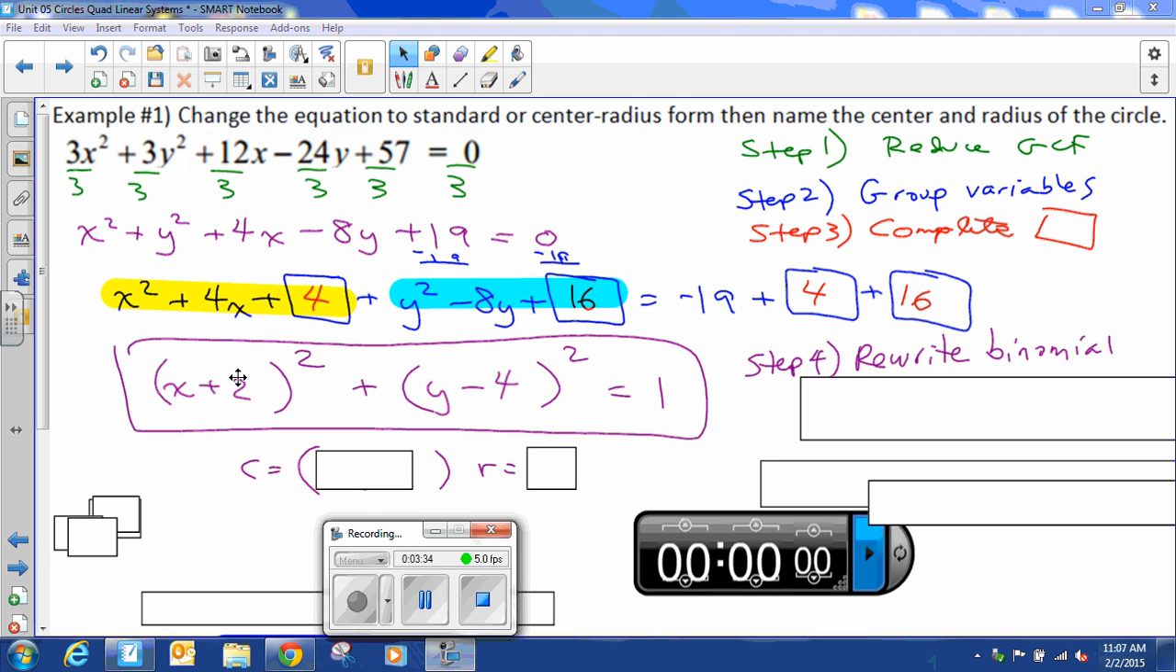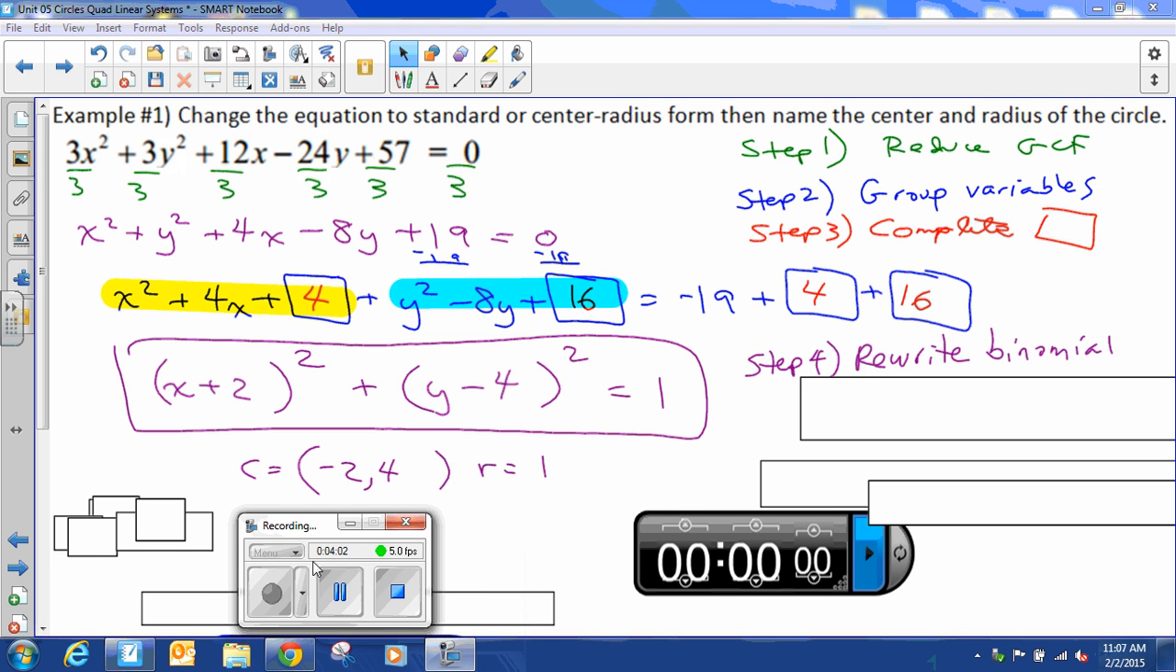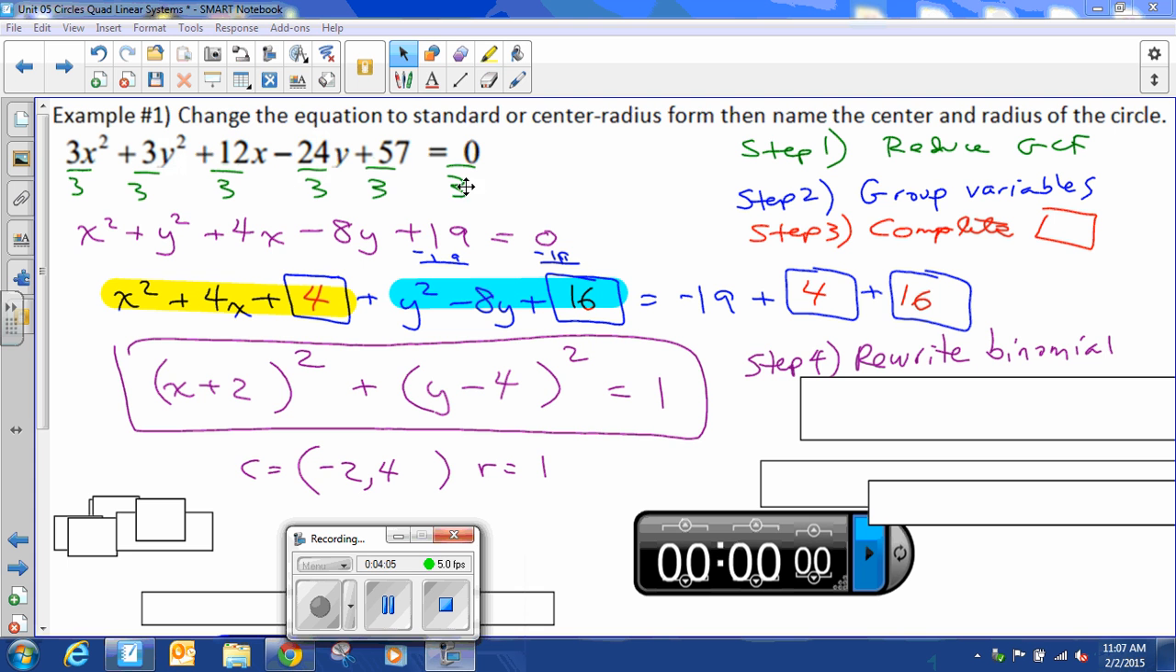So, I hope you recognize this equation because this is center radius form. The center of this circle is located at negative 2, 4, and the radius, now remember that this number here represents r squared. So the square root of 1 is 1. The radius is 1. And there you have it, ladies and gentlemen. We have converted the general form equation to the center radius form equation of a circle, so we can easily see what the center is and what the radius is.